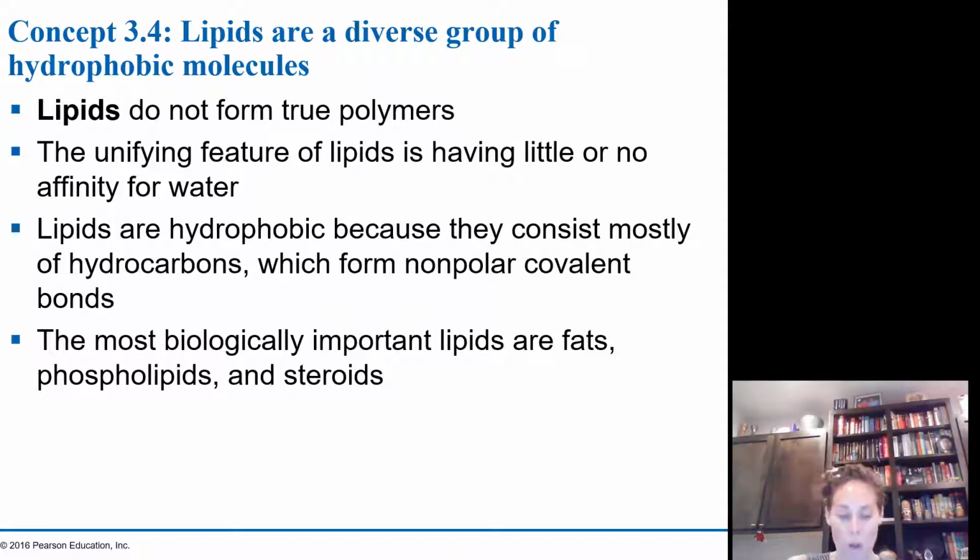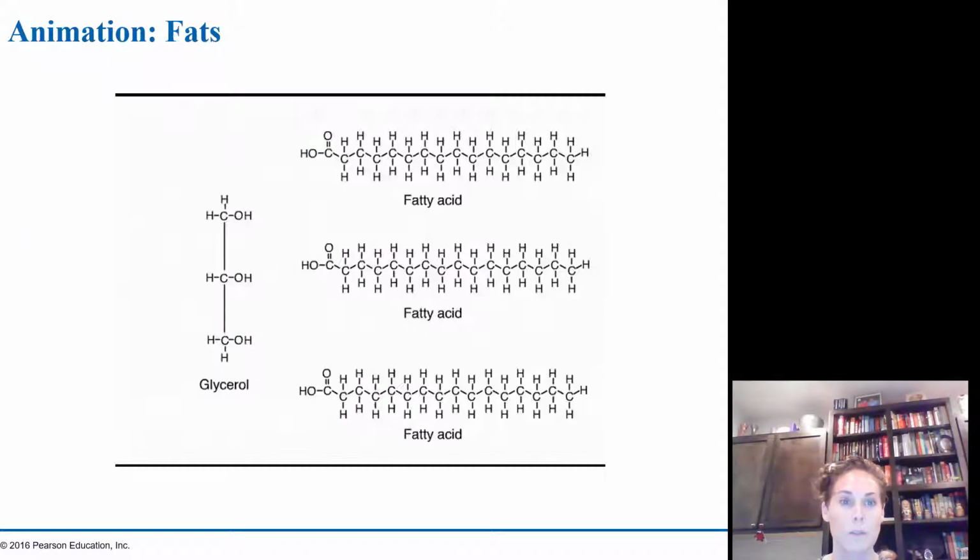Oil and water doesn't mix. That's a lipid. The way that it bubbles up and tries to make the smallest amount of surface area it can instead of spreading out, separating itself, you see that when you try to mix oil and water together. The most biologically important lipids are fats, phospholipids, and steroids. So we're going to look at those three types of lipids.